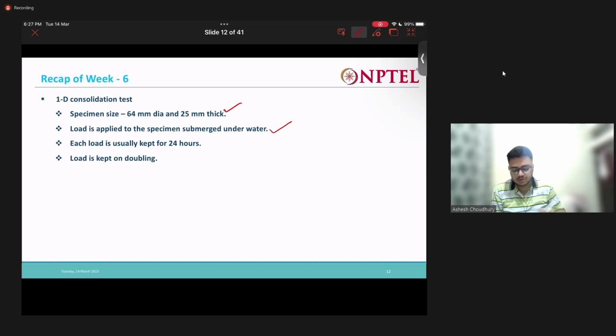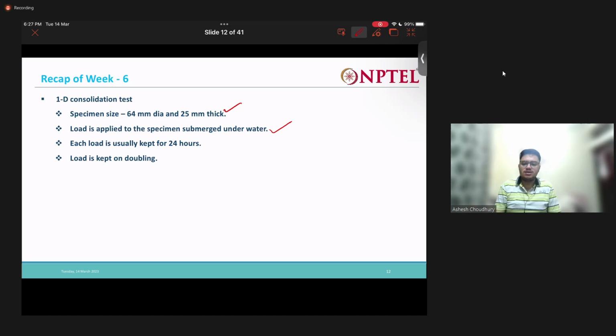So like this, actually we take the reading. Then we take for 1 hour, then after 1 hour, 2 hours. After 2 hours we take for 4 hours. So like this, we keep on taking the reading of the dial gauge for 24 hours. So each load is kept for 24 hours.